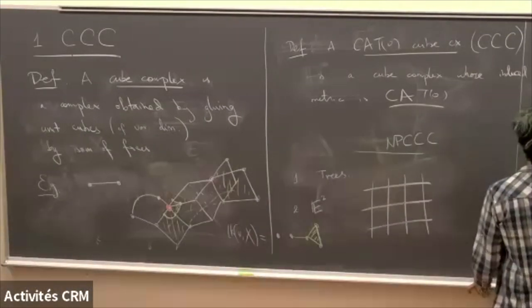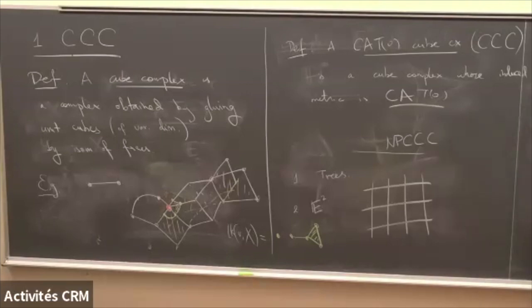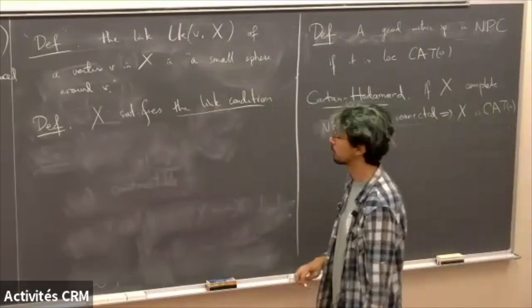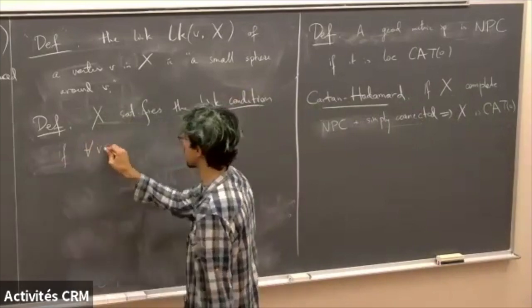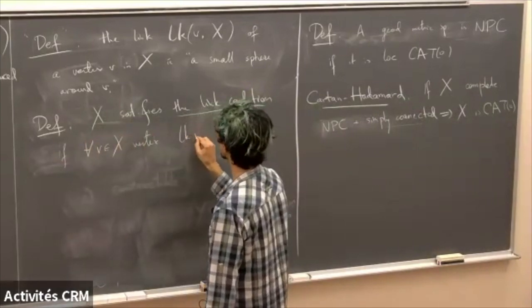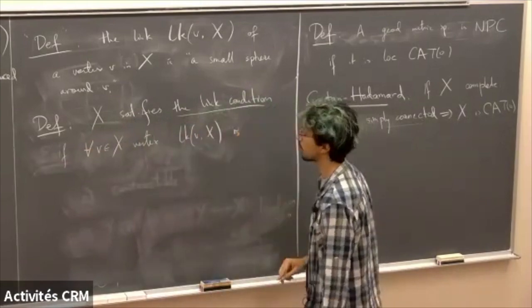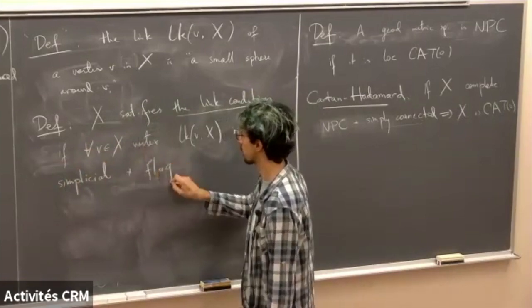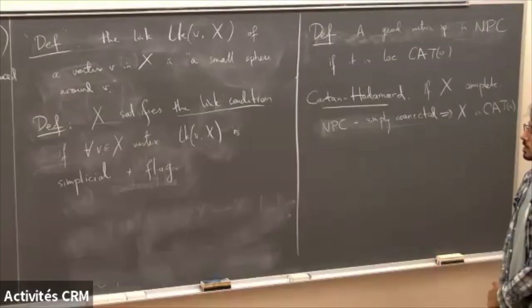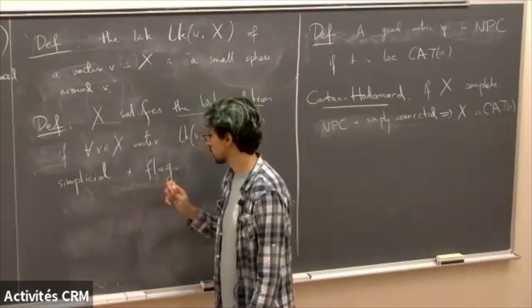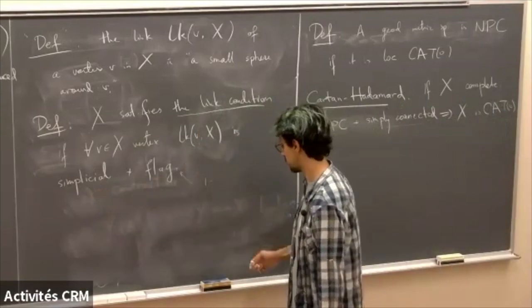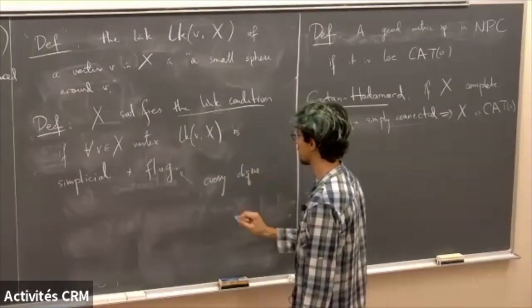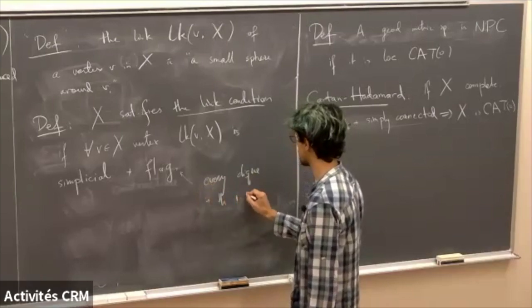We say that X satisfies the link condition. This is supposed to be a condition to be locally CAT(0), non-positively curved, if for every vertex the link is simplicial and flag. So it is a complex made out of simplices, and we ask this complex to actually be simplicial and to be flag. What does it mean to be flag? It means that every clique is the one-skeleton of a simplex.